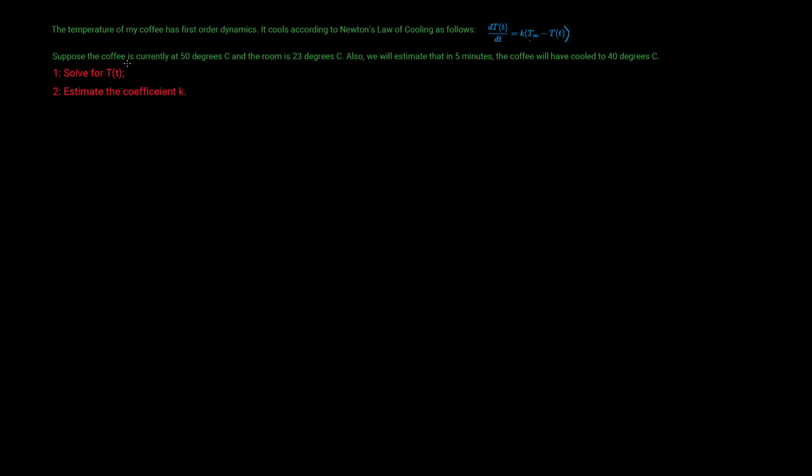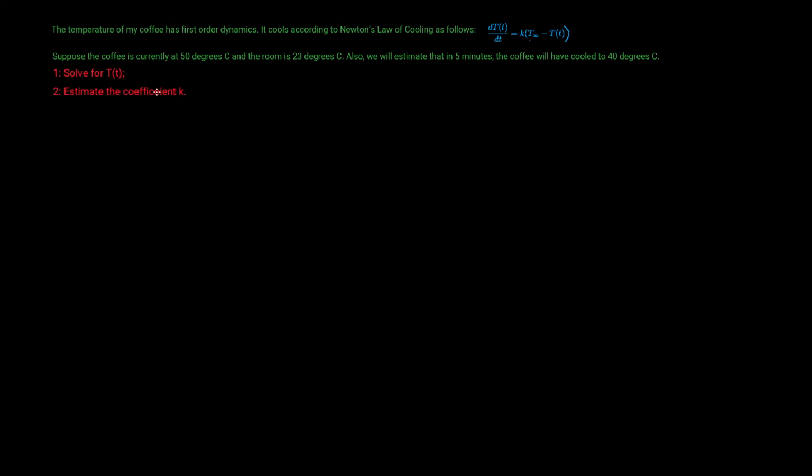And now we have a little bit of extra information, and that is, suppose the coffee is currently at 50 degrees Celsius, and the room that the coffee is in is at 23 degrees Celsius. We're going to use this information later on when estimating this value K. On top of that, we're going to estimate that after 5 minutes' time, the coffee will have cooled to 40 degrees Celsius. Given this information, we have two problems. We first want to solve for the temperature of the coffee at some given point in time, and then we want to estimate this coefficient K.